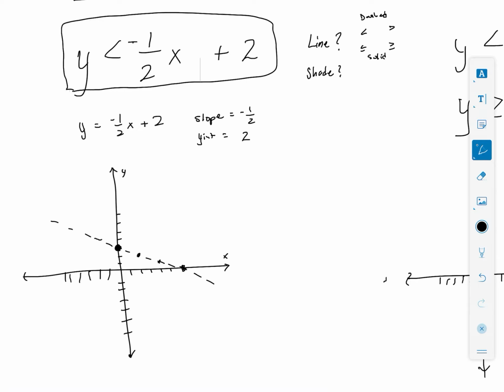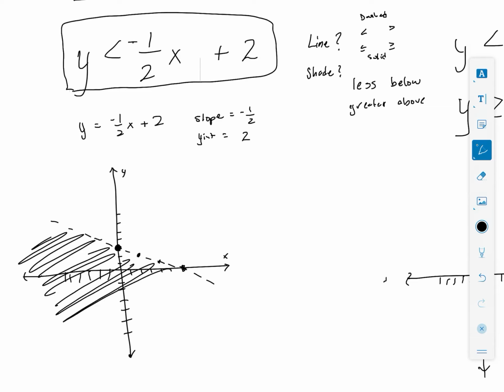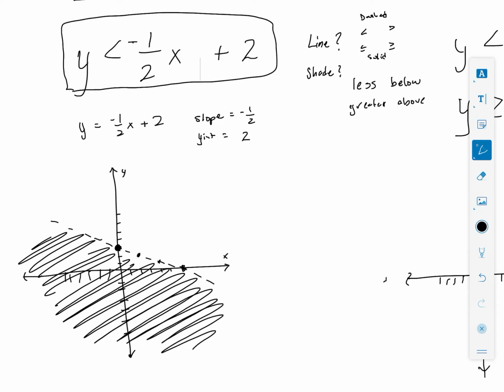Now that I've figured out what type of line I'm using, I have to figure out the shading. Anything where y is less than a certain equation, I'll shade below. And anything that's greater than, I'll shade above, all the values that are greater than that line. In this case, we have y is less than, so I'll shade below. Now that I have a shaded region, I can test a point in that region to see if it satisfies my inequality.